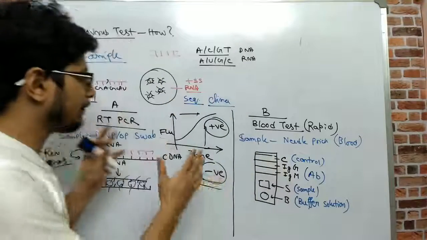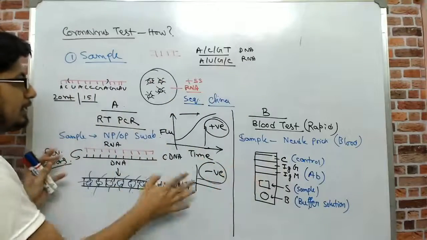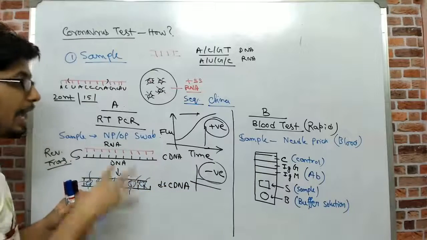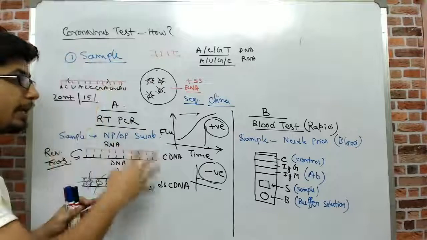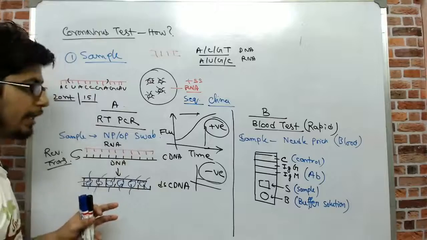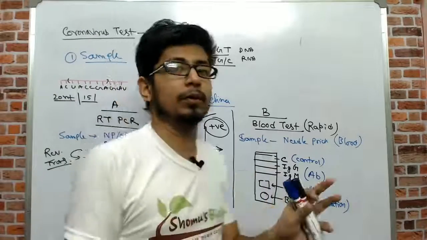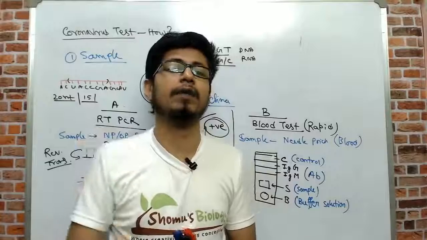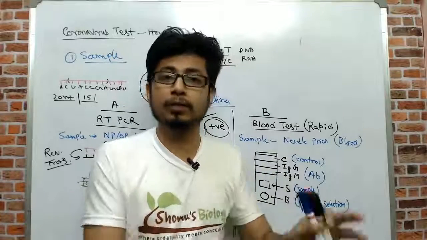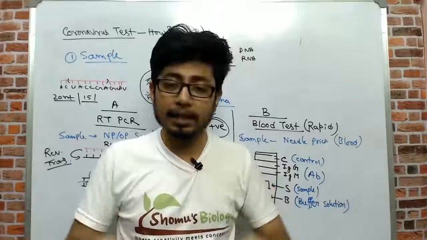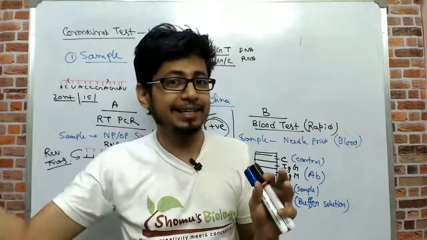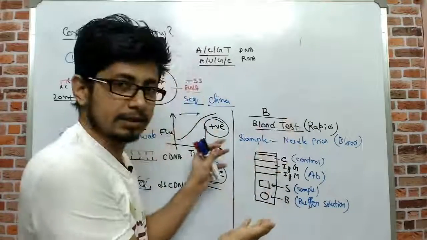So there is a fundamental difference between these two tests. The very first test, RT-PCR, is going to find out whether you are currently infected with a virus or not. But this blood test is not going to tell you whether you are currently infected. It's going to tell you whether you have been infected with the virus earlier, or you are currently infected, or you were infected at some point at an earlier stage. That's what this test is going to tell you.